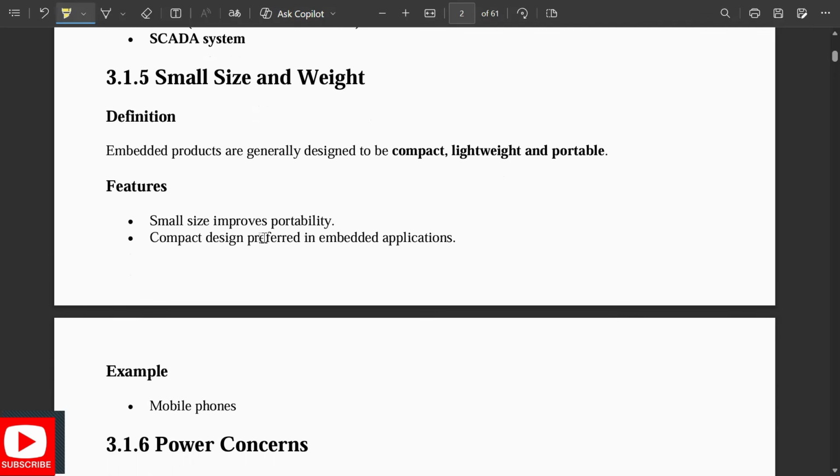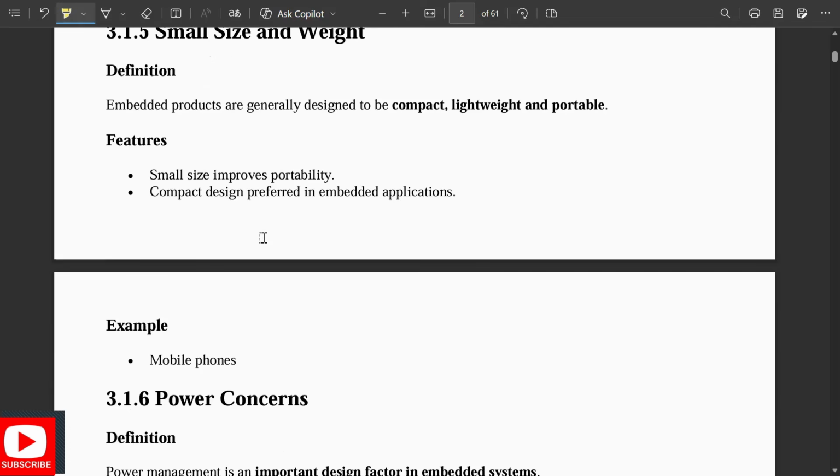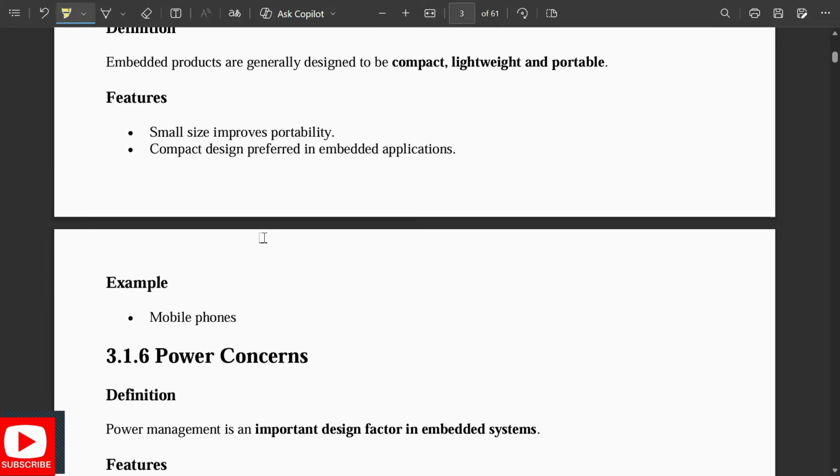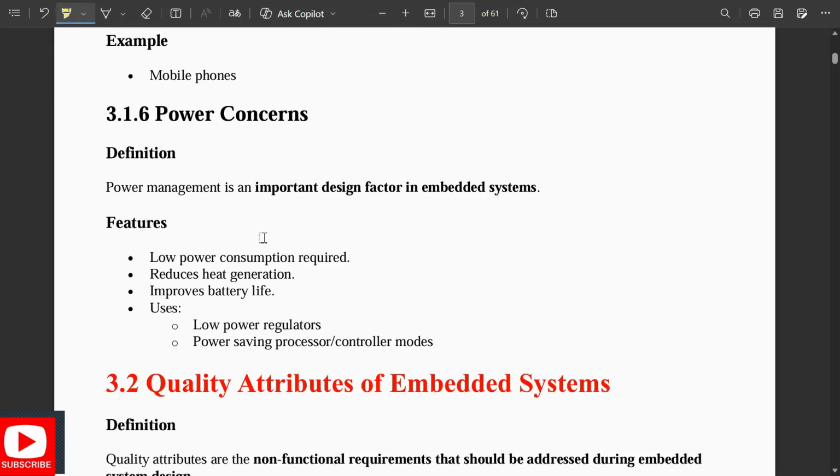Then small size and weight. These are designed to be compact, lightweight, and portable. Small size improves portability, and compact design is preferred in embedded applications. Example is our mobile phone.